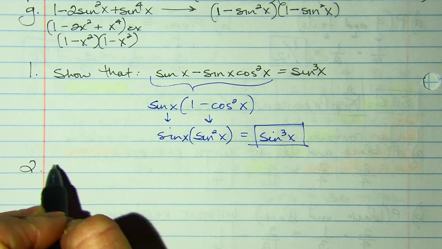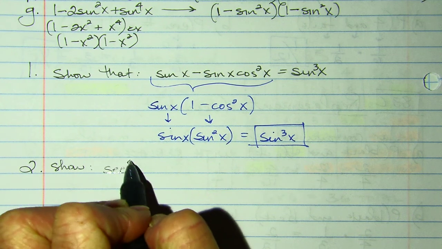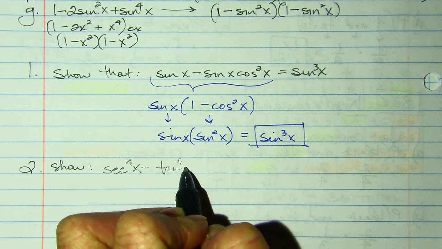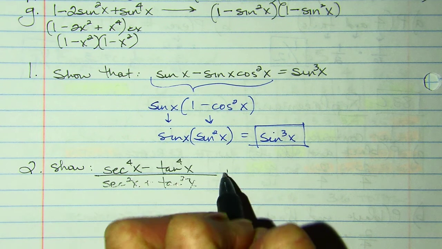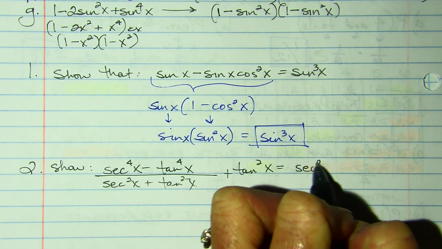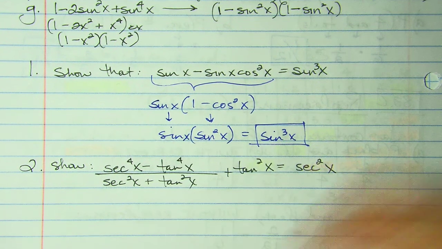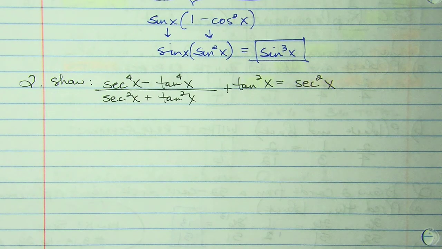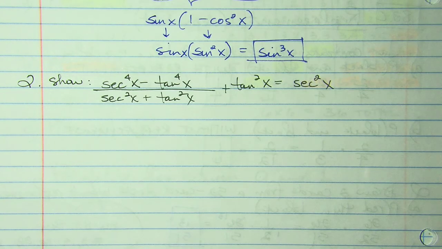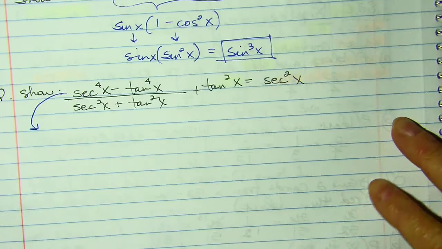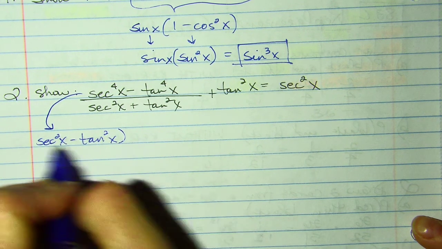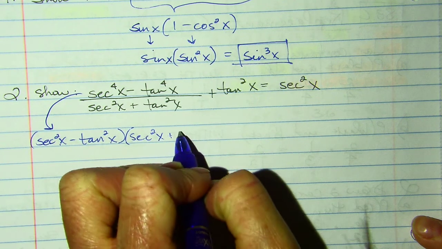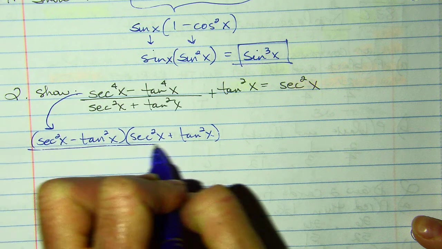All right, number two. Show that the secant fourth x minus the tangent fourth x divided by the secant squared x plus the tangent squared of x equals secant squared of x. So remember, when you're looking at these, you need to know who your reciprocal functions are. You need to have your trig identities with you. You need to be able to factor. There's a lot going on. So I'm going to rewrite that top. That's why I went over it up here. This is really a difference of two squares. Secant squared of x minus the tangent squared of x times secant squared of x plus the tangent squared of x all over. I'm going to write the bottom.